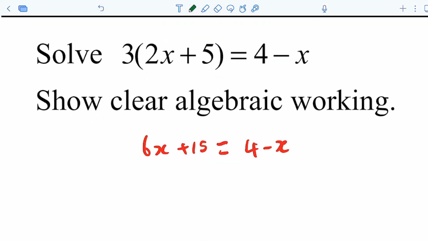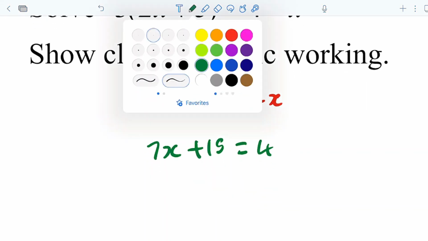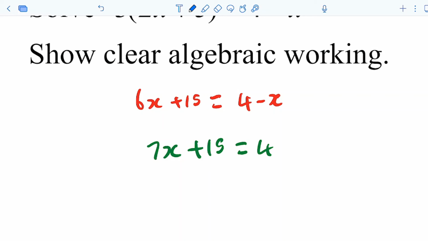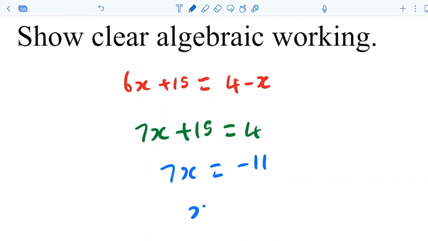Okay, next thing is to plus x to both sides, so that we remove the x here and just have them in one group. So plus an x to both sides, we get 7x plus 15 is now equal to 4. We then take 15 away from both sides to get 7x equal to negative 11, and therefore dividing both sides by 7, we get x is equal to negative 11 all over 7.